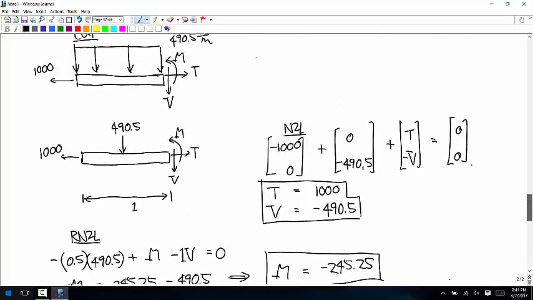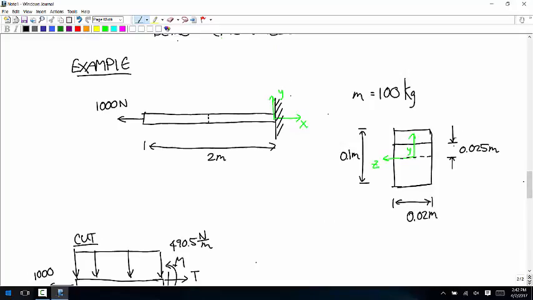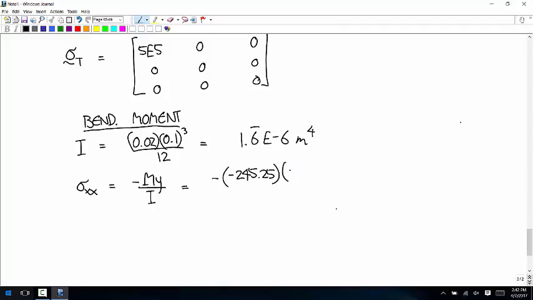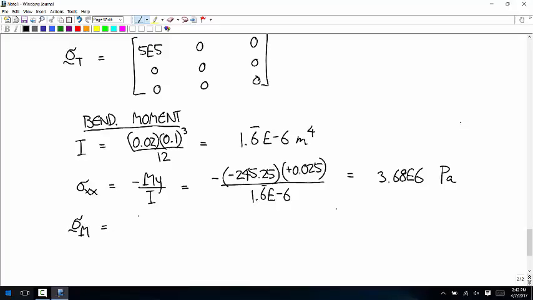And now the y value, we're looking along this line here. So the y value is positive 0.025. And then divided by the I we just calculated. And so what do you get for that? 3.68 times 10 to the 6. So the stress tensor due to bending is 3.68 times 10 to the 6, and zeros everywhere else.